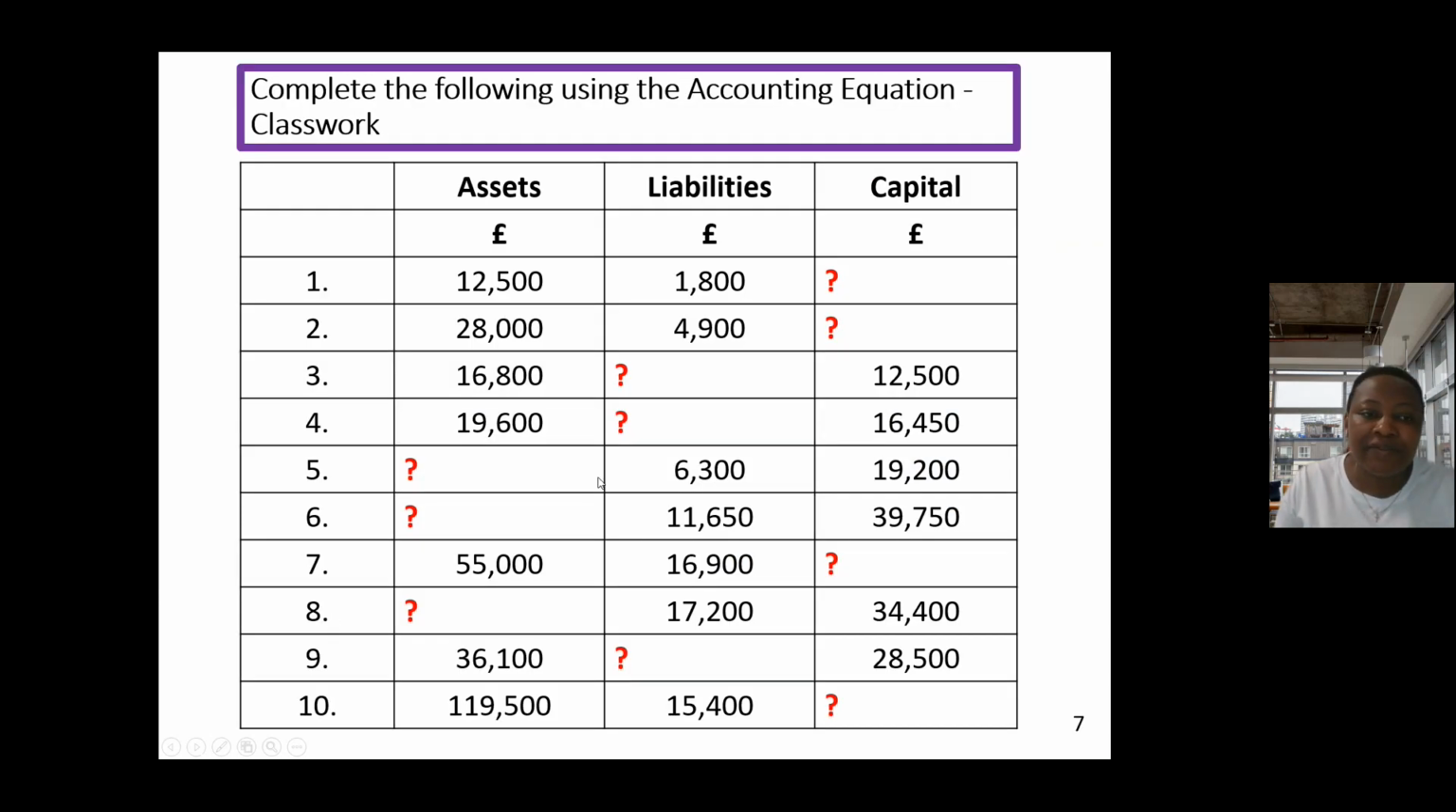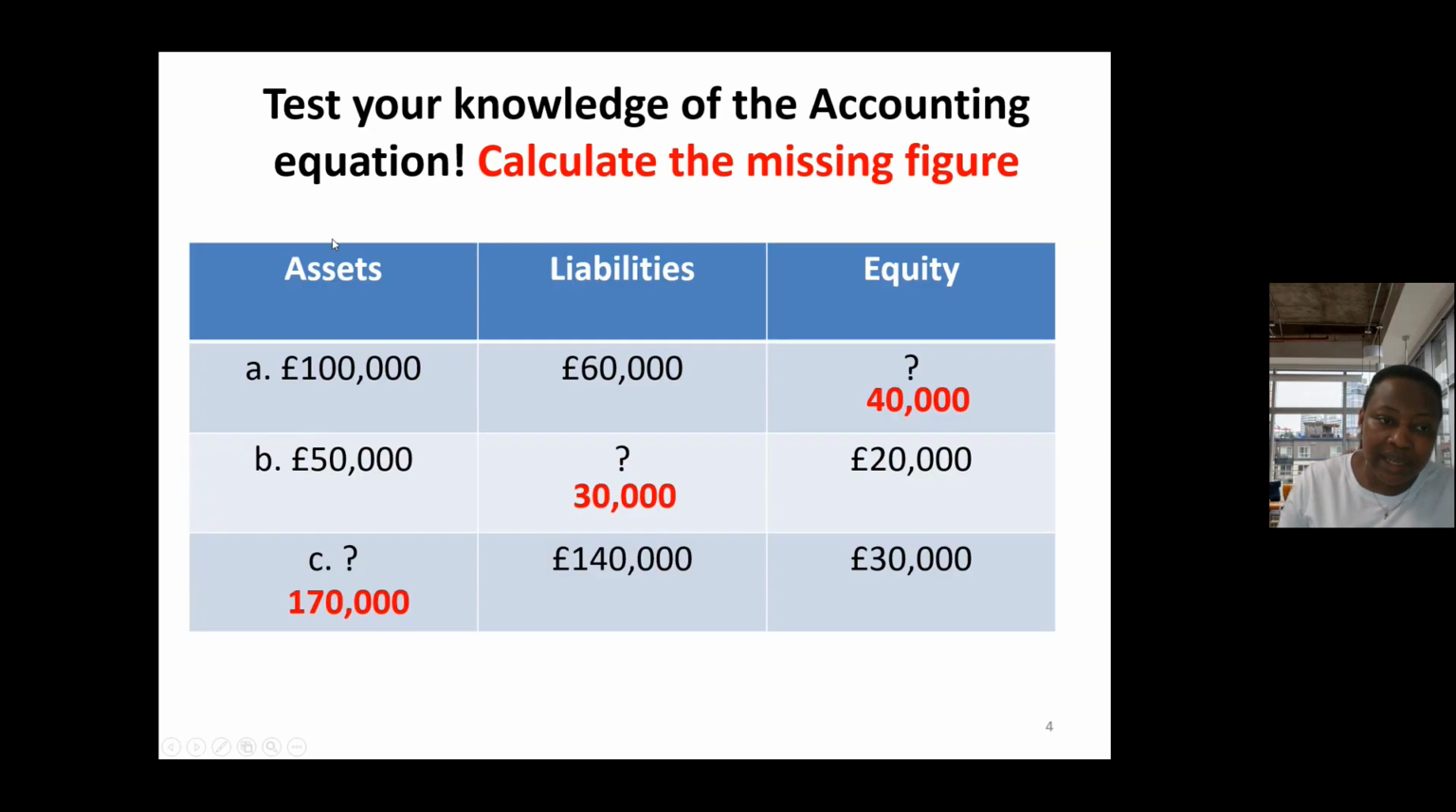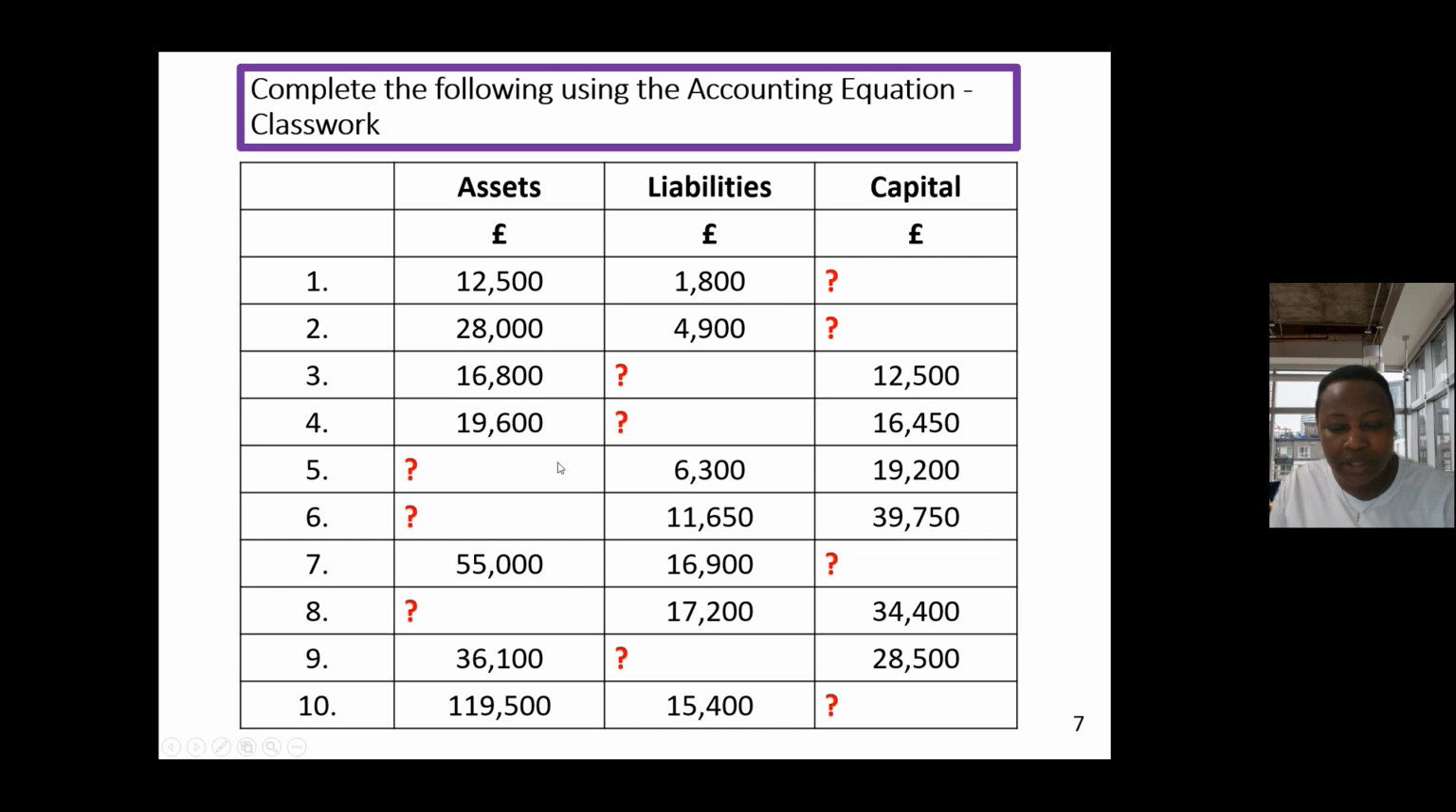Okay, so let's try to do this, everyone. Based on what we have just looked at, assets equals liabilities plus equity. Do you want to quickly give this a try? You can pause the video now and try this. If you have done that, you realize that the accounting equation is assets equals liabilities plus capital. So capital here would be what? Your assets minus liabilities. So 12,005 minus 1,008 should give you 10,700. If you do the same for question 2, that should give you 23,100.